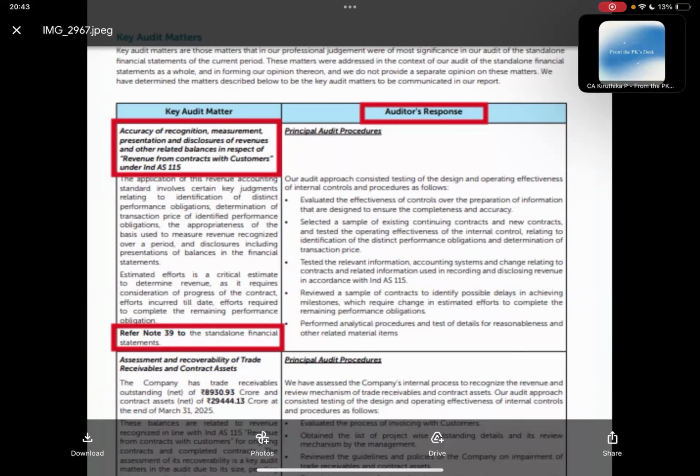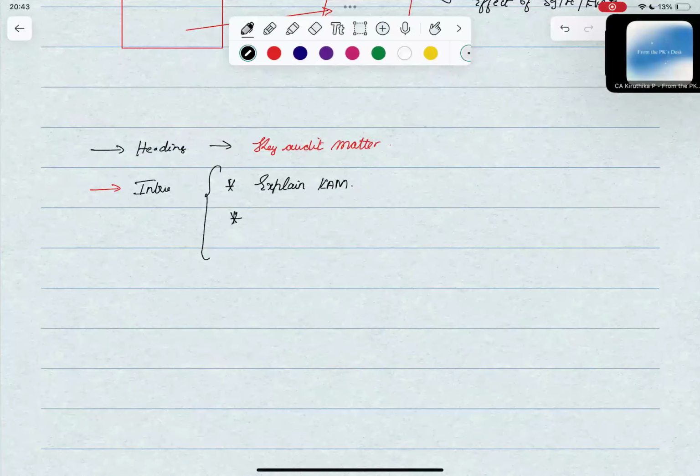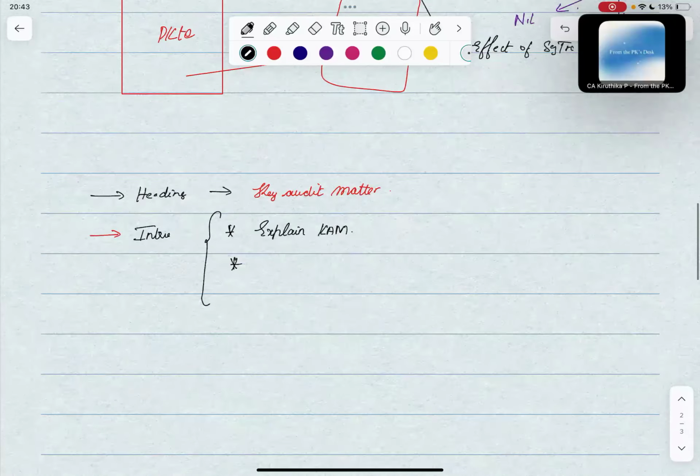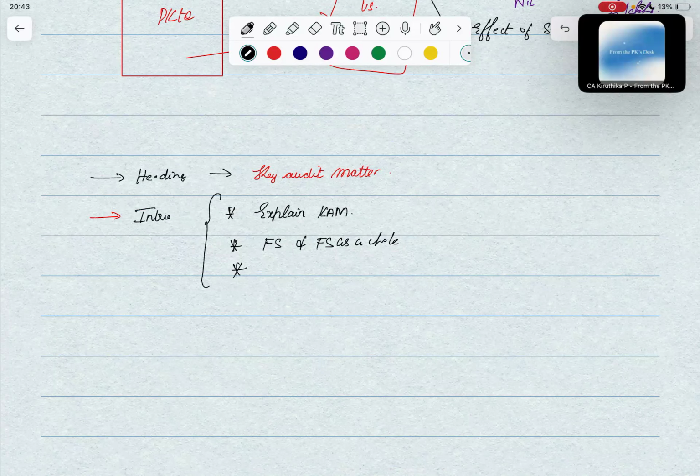Now tell me whether the auditor is providing an opinion on the revenue segment alone separately or on FS as a whole. FS as a whole, right? So what we are saying here is that these matters are addressed only in the context of the audit of the FS as a whole. And for forming the opinion, is it for FS as a whole or for separate matters? For FS as a whole. And lastly, we are saying that we are not giving an opinion on the separate matters. So we are not providing a separate opinion.